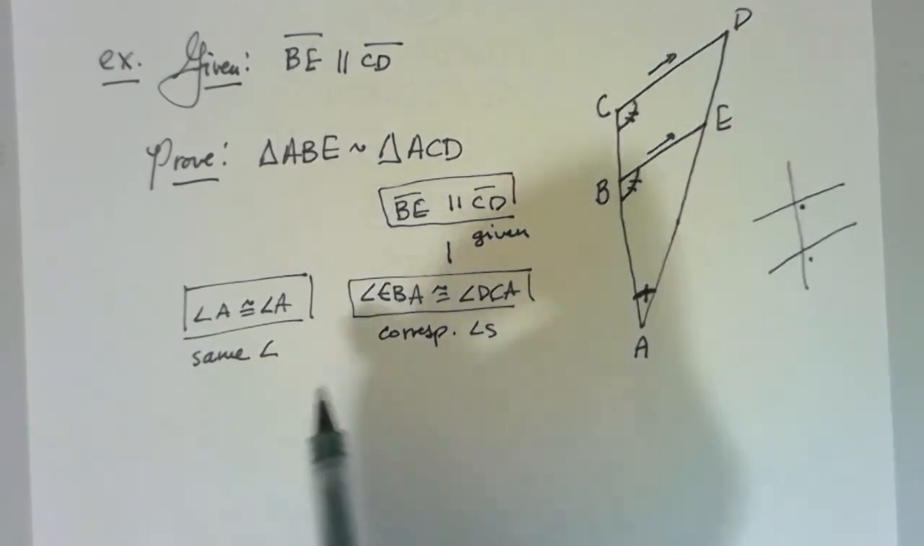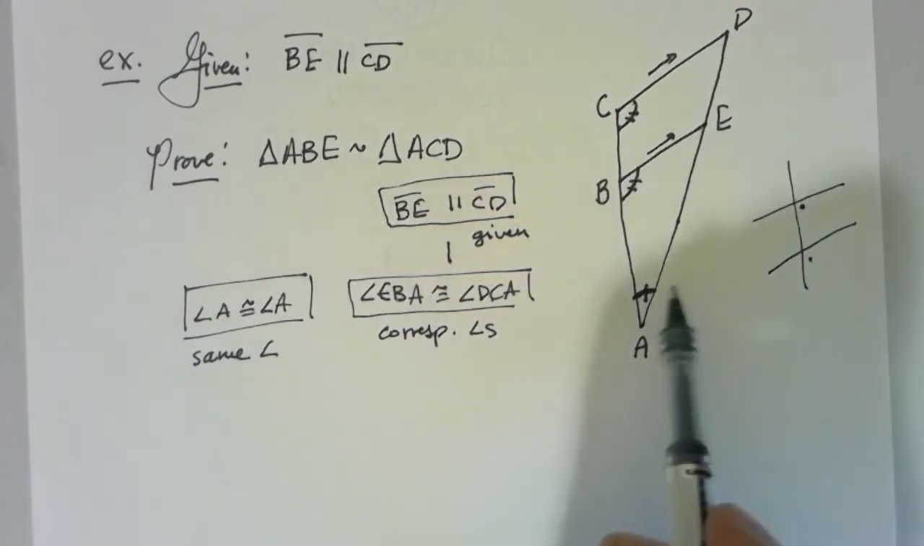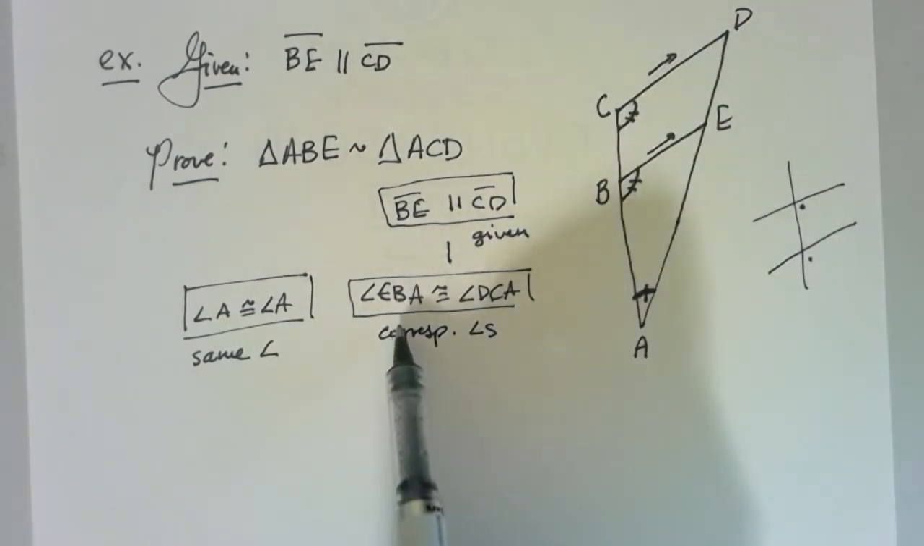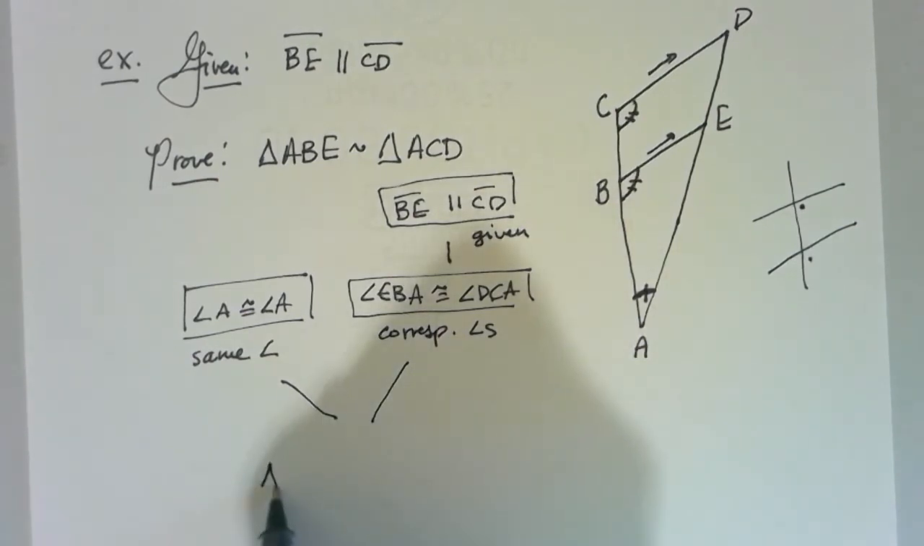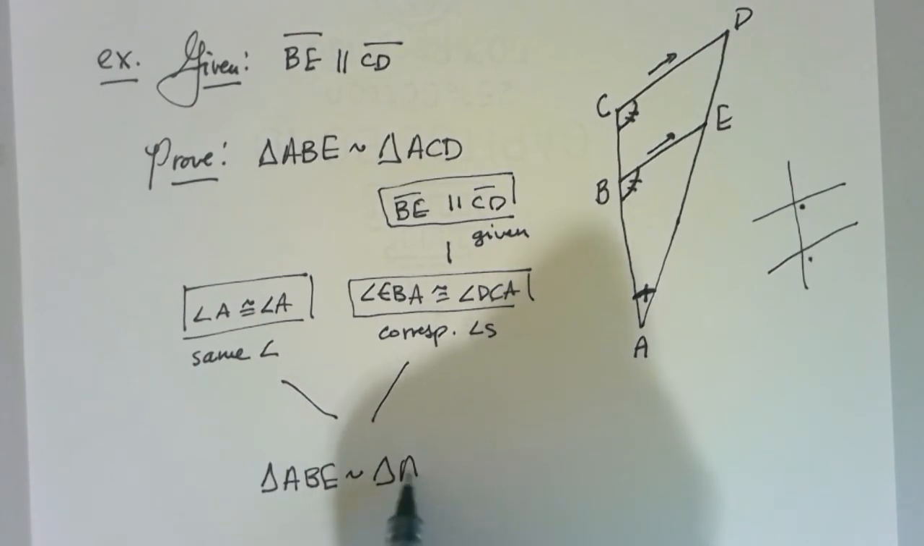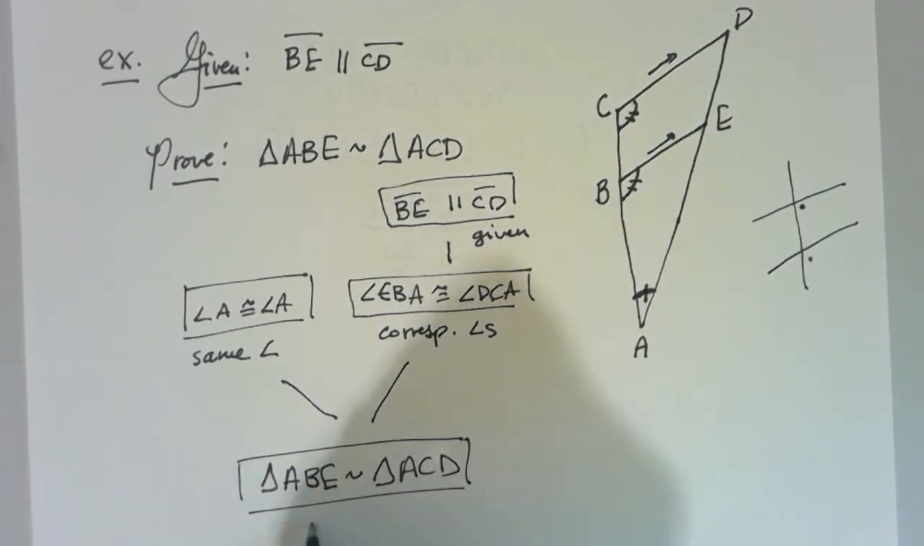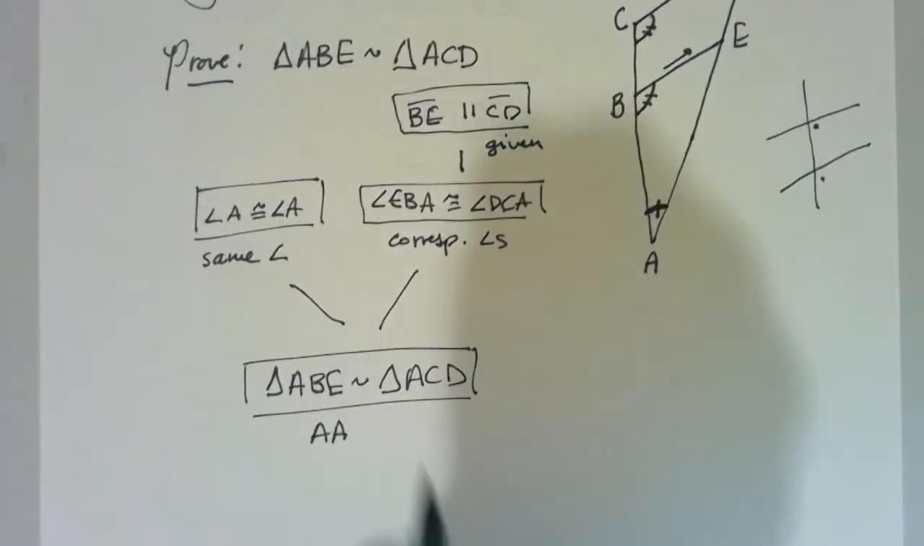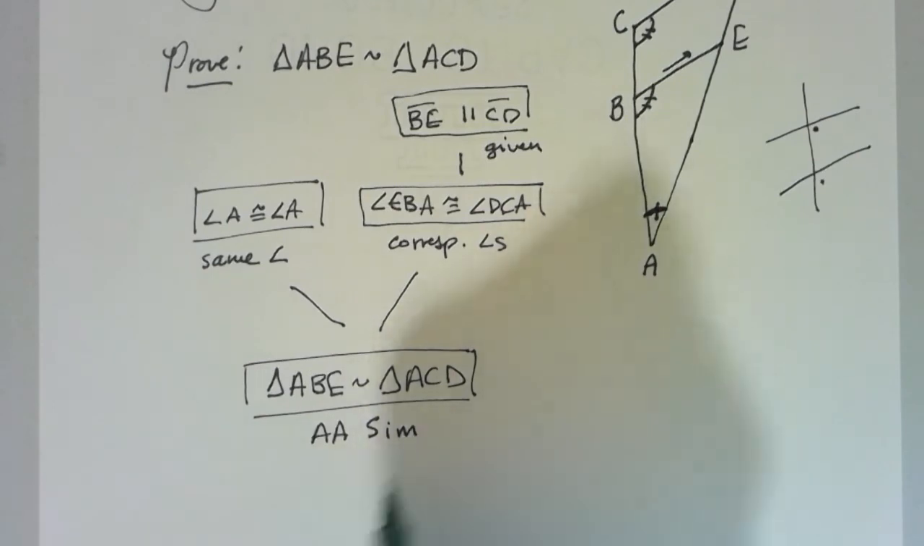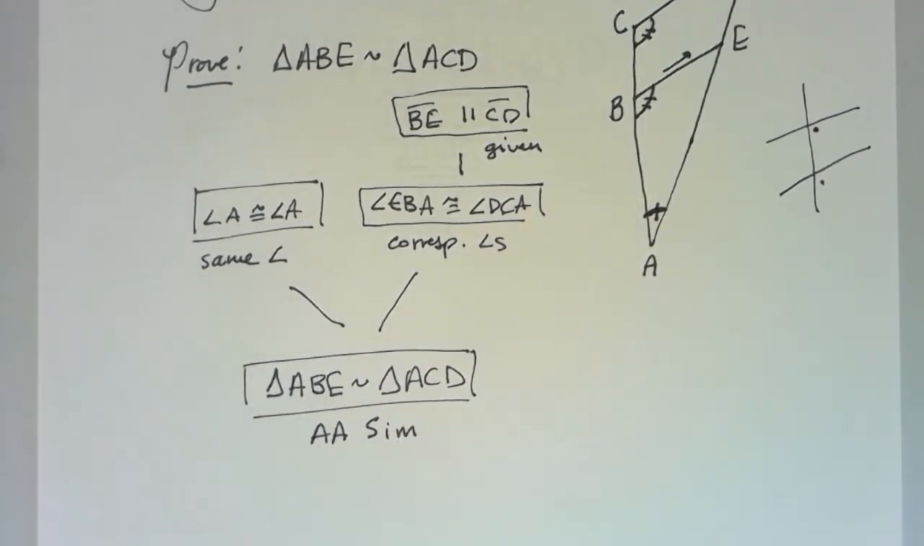Here's one pair of angles that are the same between the two triangles. Here's a second pair of angles that are the same. That's all I need. This means that the triangles are similar. I don't need to do the third pair. It will happen if two pairs are congruent. The third pair happens automatically without worrying about it. And I just write under here A, sim. I like to write sim to remind myself this is not a congruence condition. This is a similarity condition.